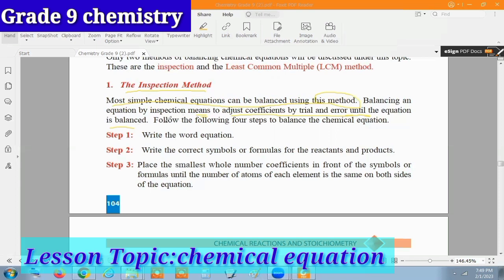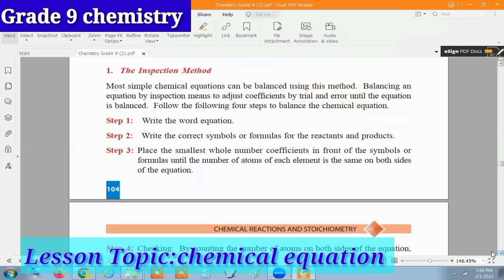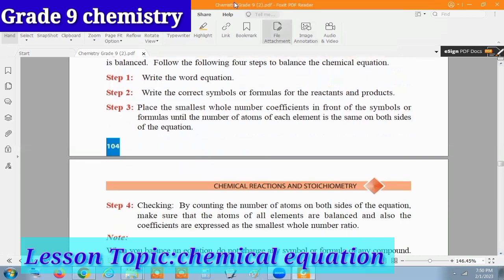Okay, we have to follow the following 4 steps to balance a chemical equation. Step 1 is to write the word equation. Now we have to write the correct symbols and formulas for both the reactants and the products.